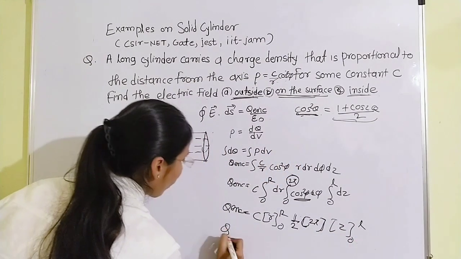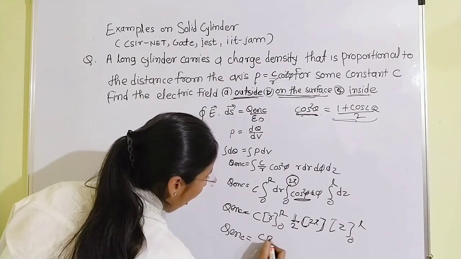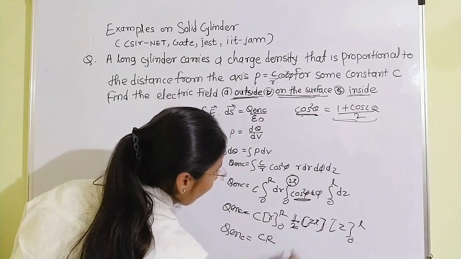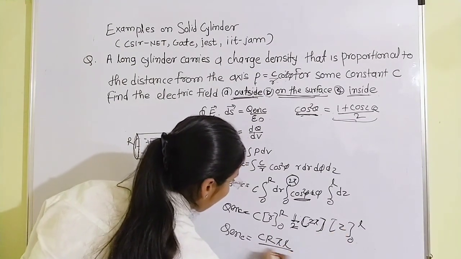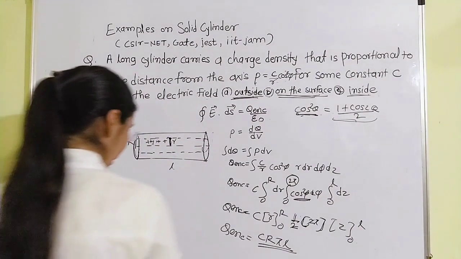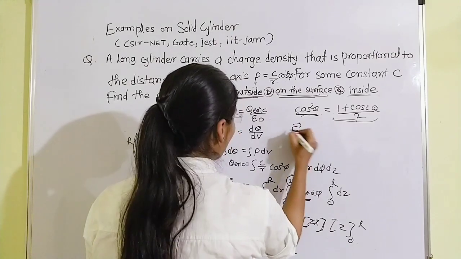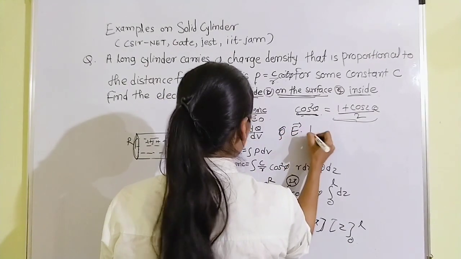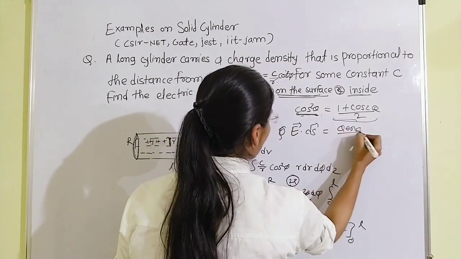So q enclosed is equal to c, the limit of this is R, this 2 gets cancelled, pi, and this is L. So this is the q enclosed. So we have to find the electric field. So the electric field E bar dot ds bar is equal to q enclosed by epsilon.